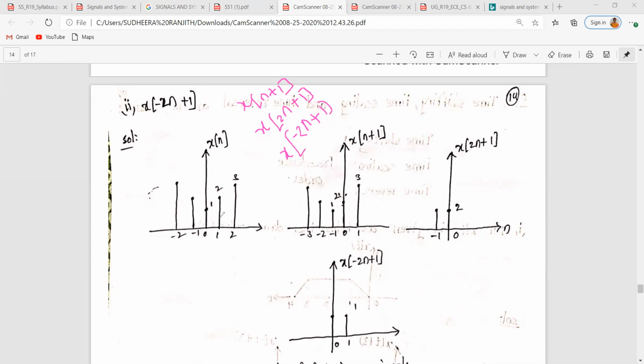See, this is the given signal x of n. First we need to plot x of n plus 1, which means x of n should be shifted towards left. x of n plus 1 means x of n is shifted towards left by 1 unit of time. So the new signal range will be from -3 to +1. Now we need to perform the scaling operation on the shifted signal, and the scaling factor is 2. So let me divide the entire time scale by the factor of 2.